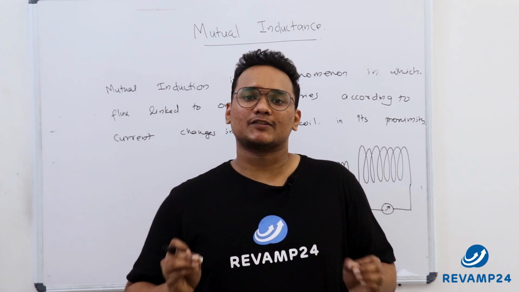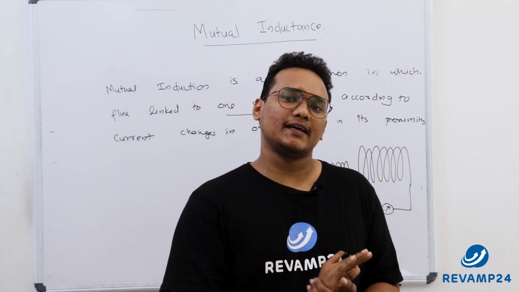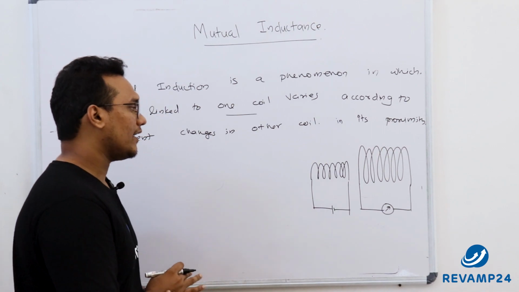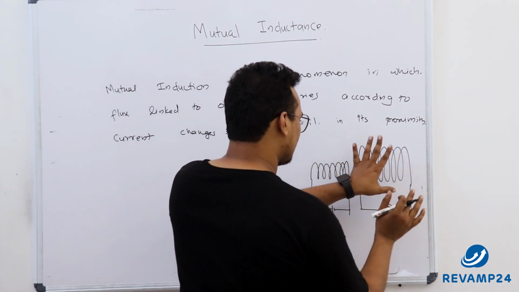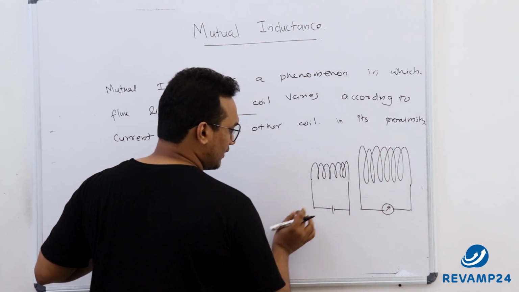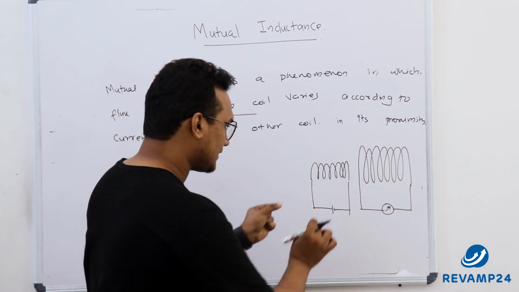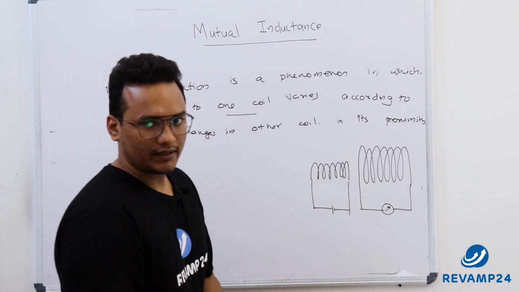In this video, I will explain what mutual induction is. In the previous video, I explained what self-induction is. In self-induction, there are no two coils, only one coil. Current is passing through it, creating a magnetic field around it.